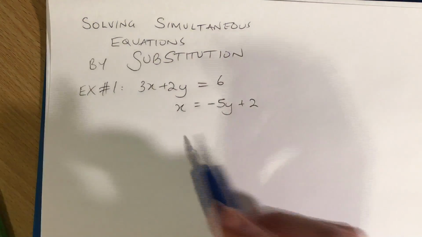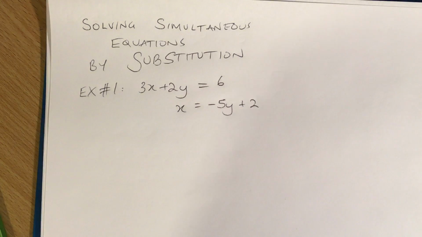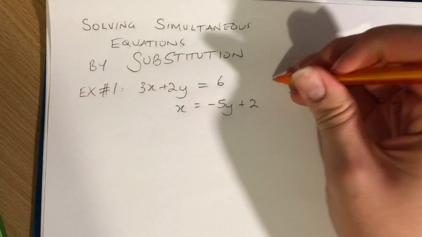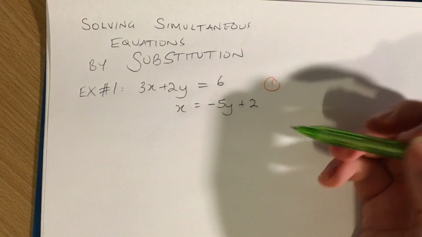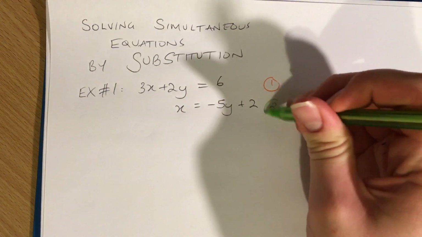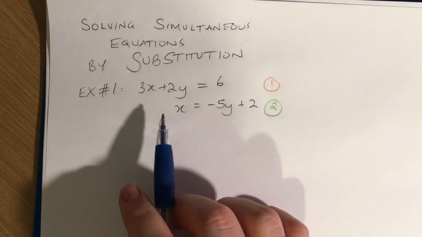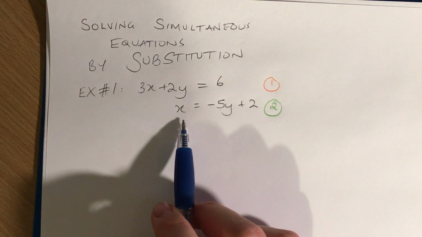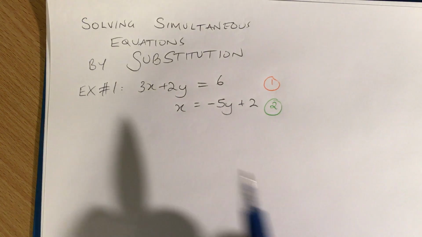In this first example, I've got two equations. One says 3x plus 2y equals 6, which I will label as equation 1. And we've got x equals negative 5y plus 2, which I'll label as equation 2. What I'm going to do is substitute equation 2 into equation 1. What do I mean by this?